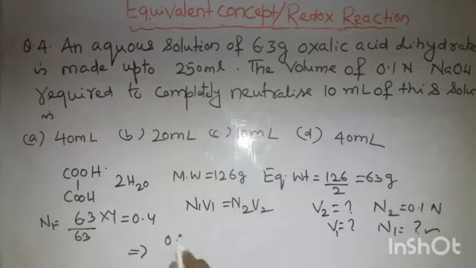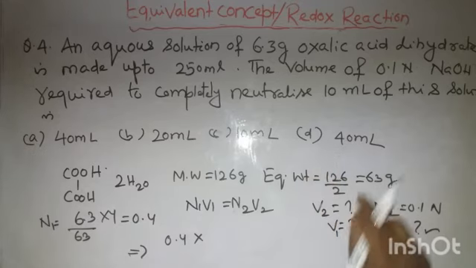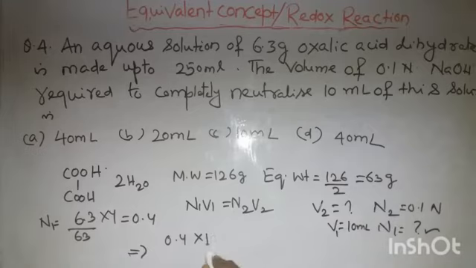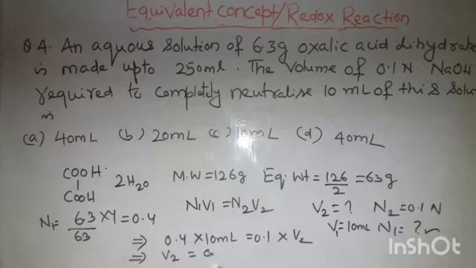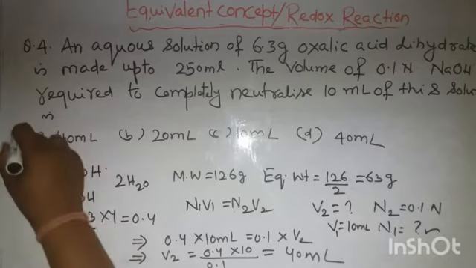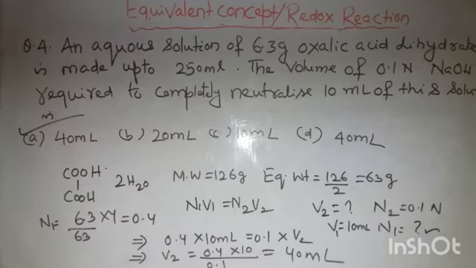N1 is equal to 0.4 into V1. V1 is given, that is 10 ml. N2 is given as 0.1 and V2 is to be found out. Calculate. V2 will be 0.4 into 10 upon 0.1. That will be 40 ml. The answer will be 40 ml. Okay.